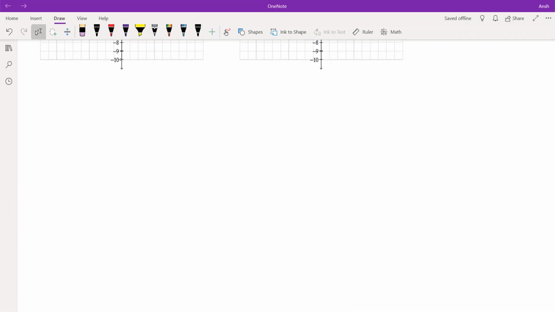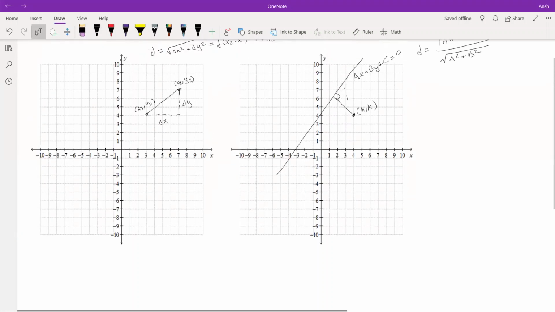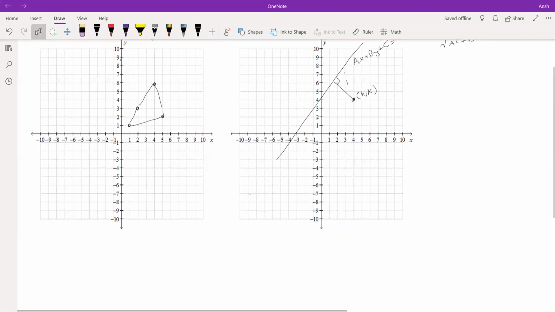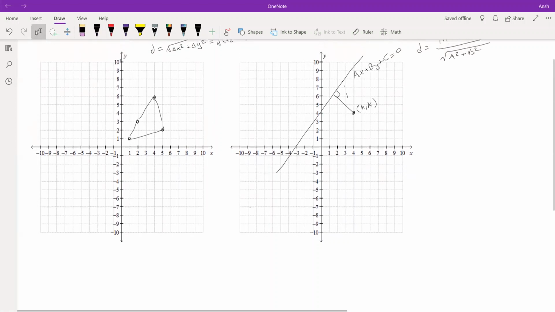So let's say you had a shape or a quadrilateral with points at (1, 1), (2, 3), (4, 6), and (5, 2). So here you can see our quadrilateral if we drew it. And this is a pretty weird shape. It's not really a square or a rectangle. We can't use base times height. So then how would we try to find the area of this?